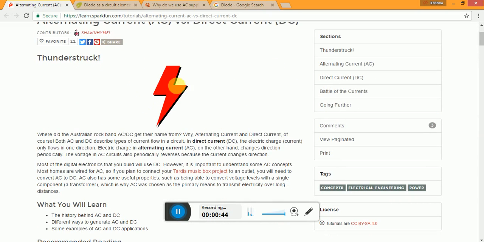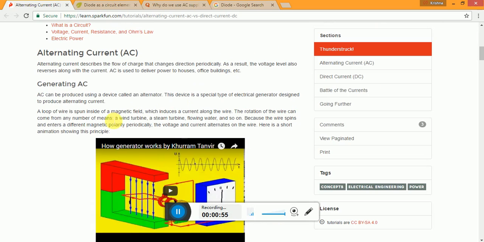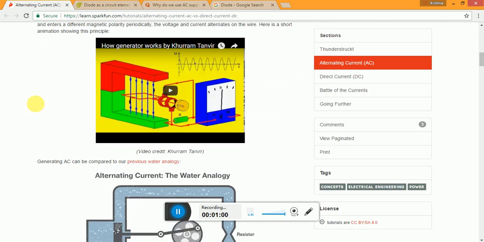Yeah, this is the band logo, if you recall. The link for this article has been provided in the description. You can go through it. And you have two forms of current basically, alternating current and direct current. Alternating current will keep changing its direction with every cycle. Direct current won't do that.